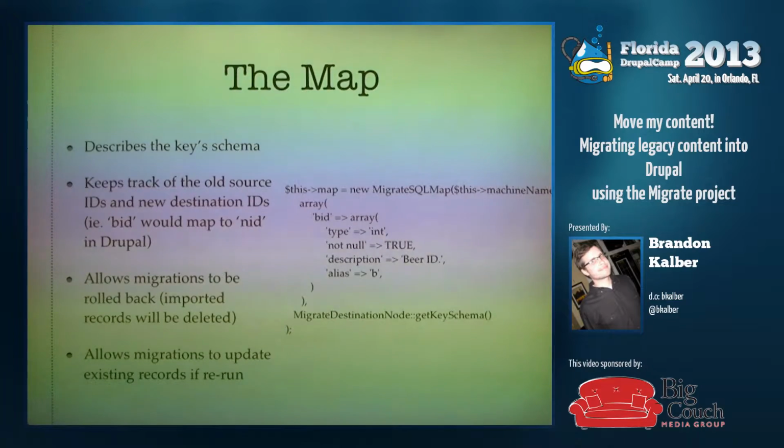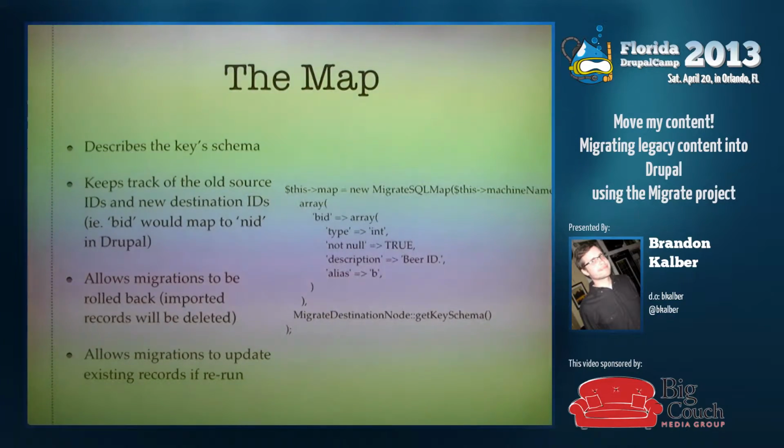So the first one is the map. I think the map is probably one of the biggest benefits that you're going to get out of using Migrate, say over maybe writing your own custom script. It describes the key schema. So really what the map does, it's a new table that Migrate's going to create for you. It's going to keep track of the old source IDs versus the new Drupal IDs.